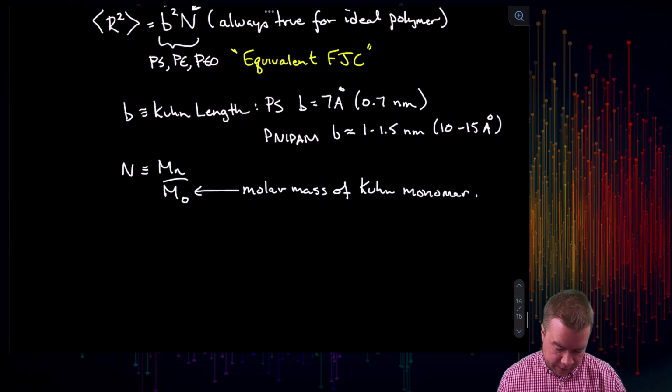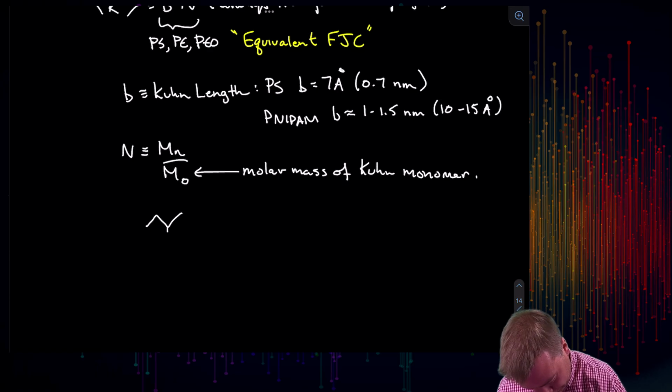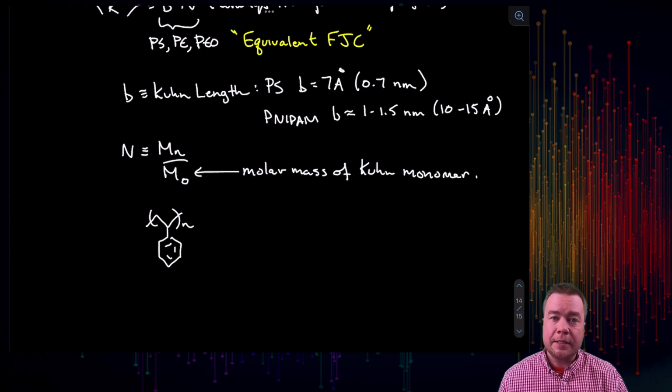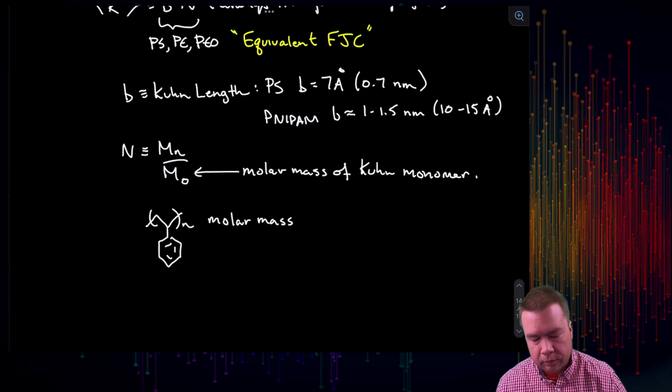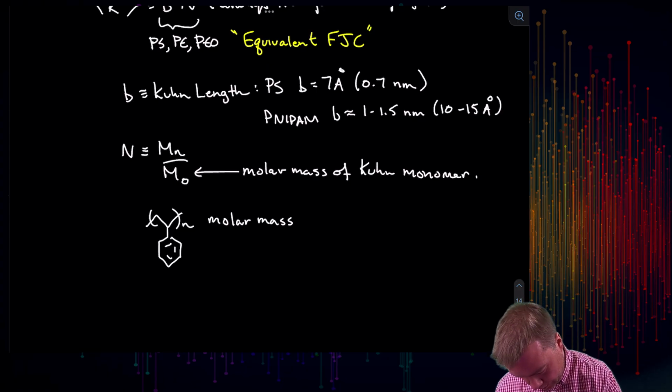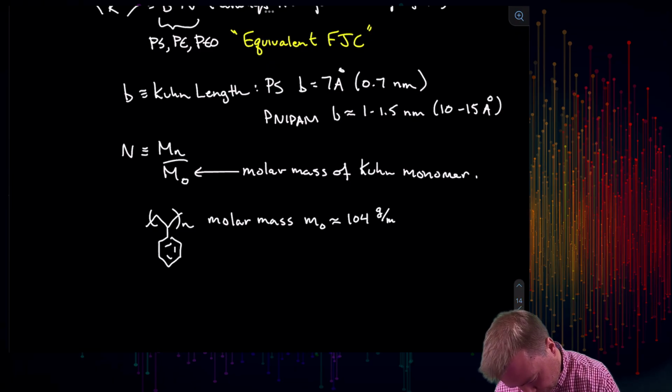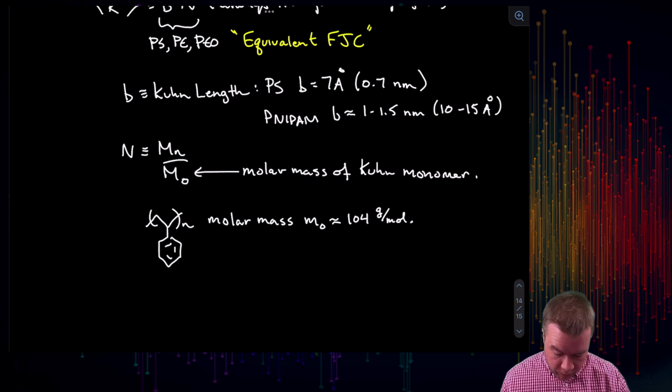So let me be a little bit specific in this. For example, when we look at something like polystyrene, that's its chemical structure, and the molecular weight, or let's call it the molar mass to be a little bit more precise. The molar mass of styrene is about 104 grams per mole. All right. So if you were to take the molecular weight of your polymer and divide it by the molar mass of styrene, then that would tell you how many styrene monomers are in there.